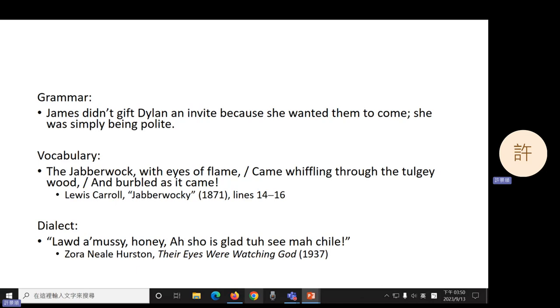Came whiffling through the tolgi wood. Wood here means forest. A tolgi wood. What kind of forest does that feel like? Is it a light and airy forest, a fun place to have a picnic? Or is it a dark and scary forest with creatures and witches and magic and power? To me, it sounds like the second kind.